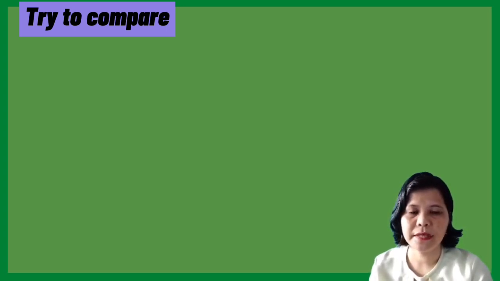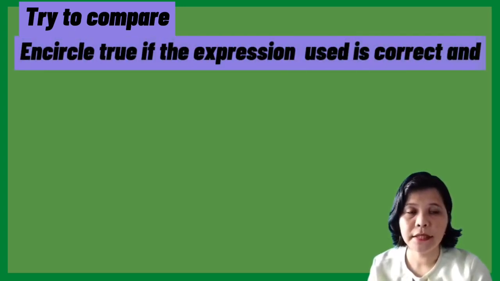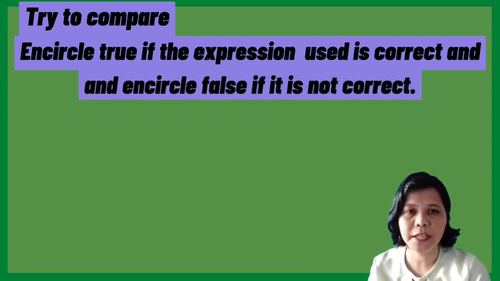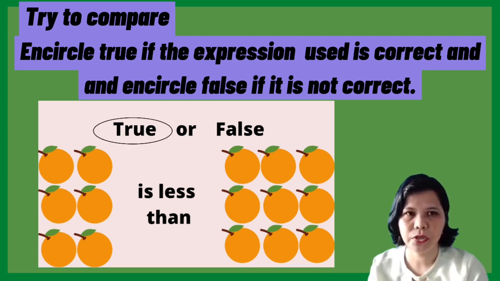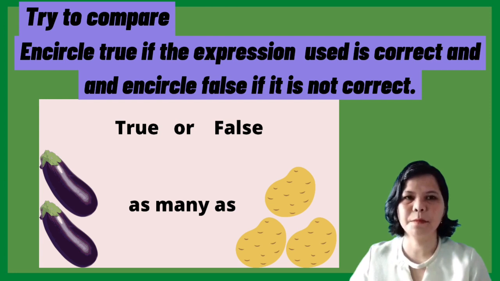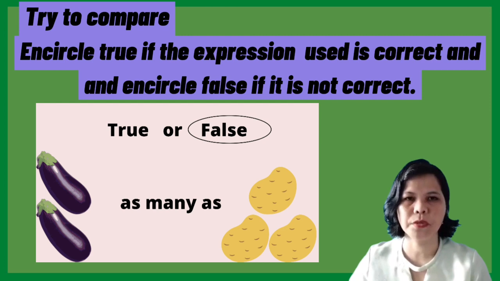The instruction here is that you encircle the word true if the statement or expression used is correct, and encircle the word false if the statement or expression used is not correct. Okay, 6 oranges is less than 9 oranges. Very good. So the answer is true. 2 eggplant as many as 3 potatoes. So the answer is false because 2 eggplant is less than 3 potatoes.